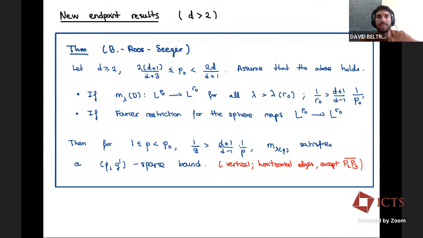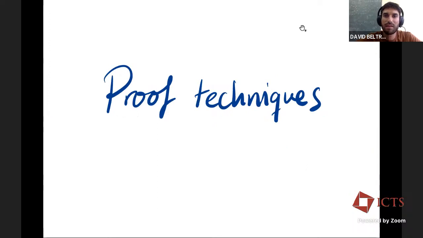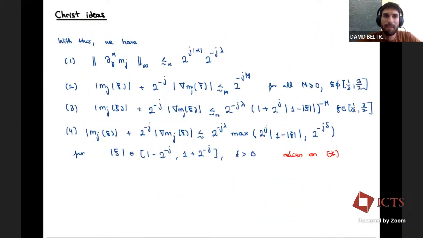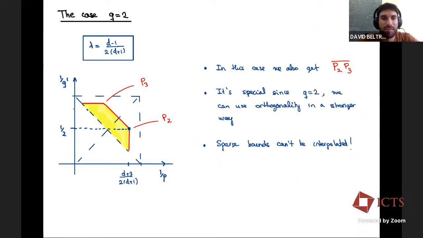Hello, sir. Could you go to the last slide of your talk? Yes. There. Yeah, this one. The last point you have written, sparse bound can't be interpolated. Do you mean that if you have 2 sparse forms, then you cannot interpolate 2 sparse forms into a single sparse form? No, as far as I'm aware, there is no interpolation theory developed for sparse forms.